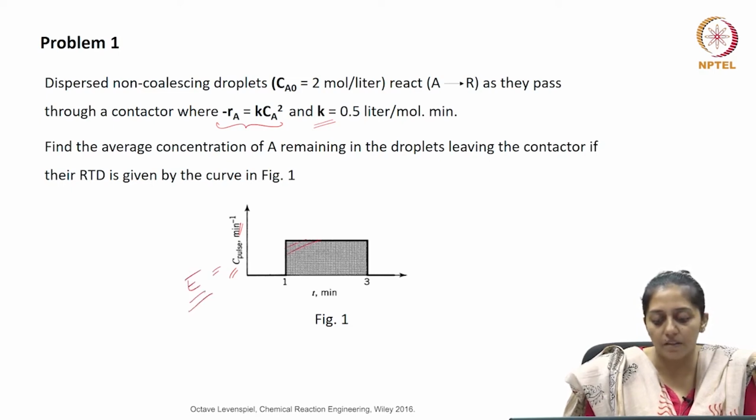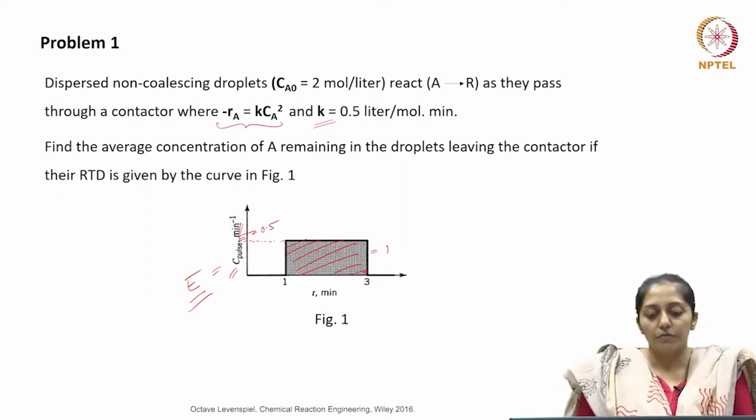So the area in the shaded region is equal to 1. Therefore your E value between 1 and 3 we can calculate, and this will come out to be 0.5. So we need to find out what will be the residual concentration of A after the reaction, after it comes out of the contactor.